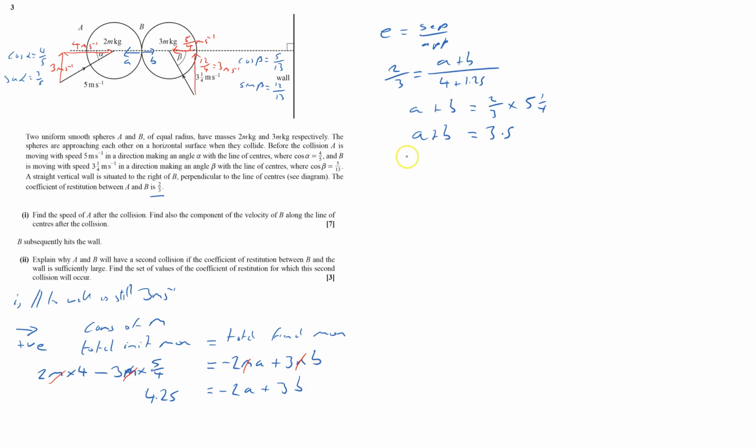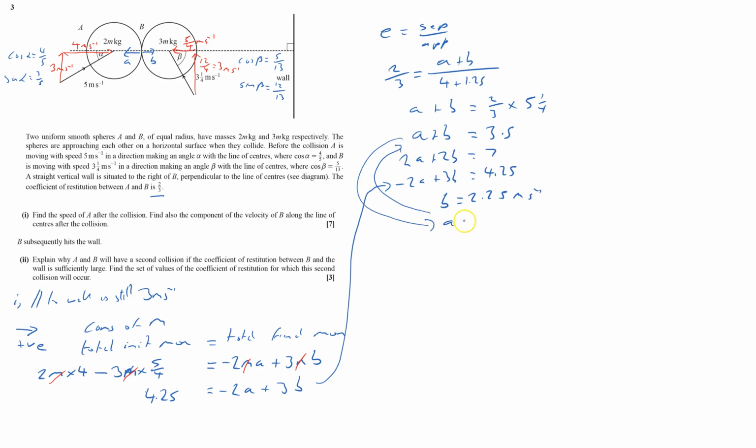Now that's much better, so I've got two equations, two unknowns. If I double this one, I get 2a plus 2b equals 7. And this one can come up here and give minus 2a plus 3b equals 4.25. Add those together, 5b equals 11.25. So b will equal 2.25 meters per second. And put that into there, and that will say that a equals 1.25 meters per second, but that's not the answer. I've got to find the speed of A after the collision.